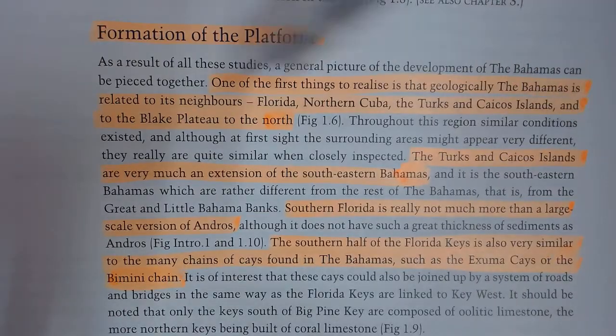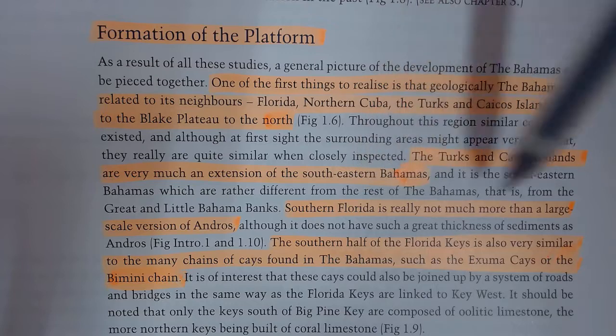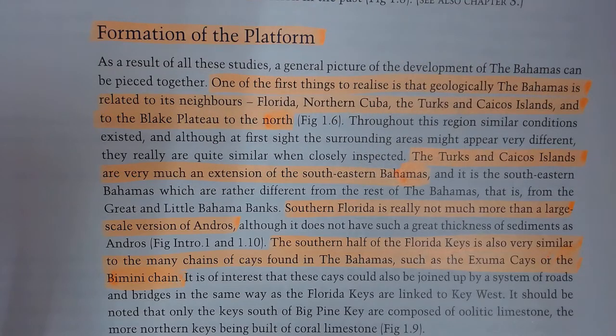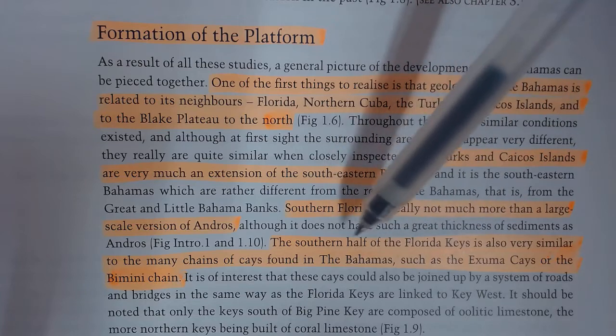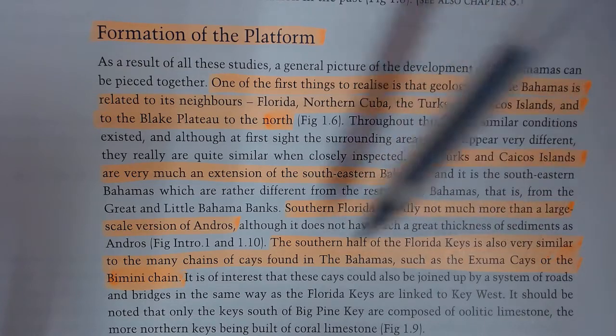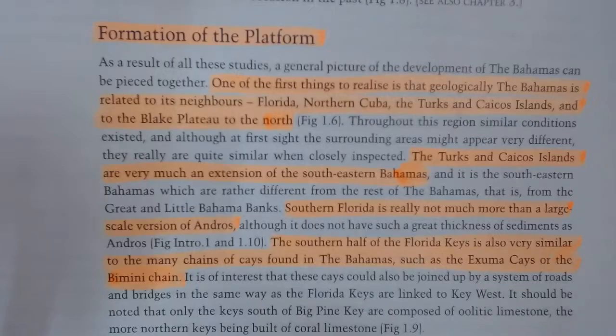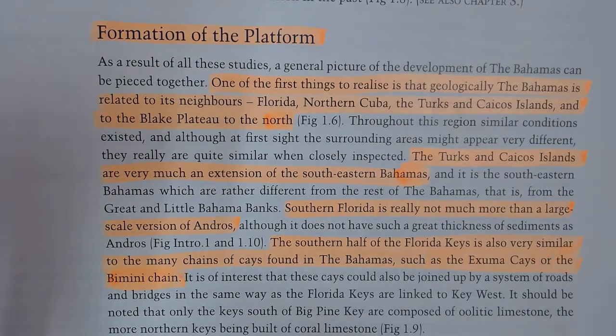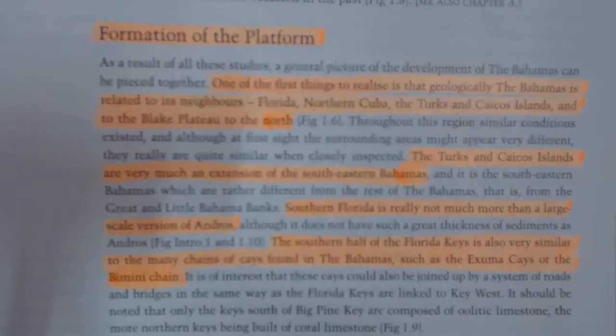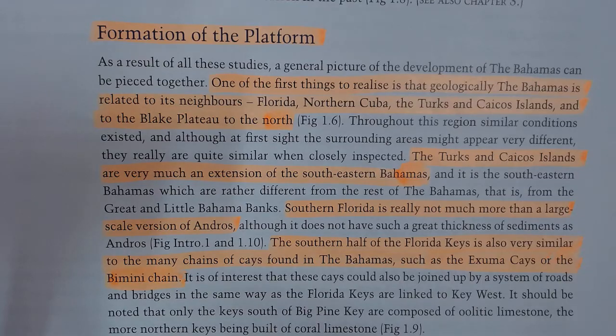Now the Turks and Caicos Islands are very much an extension of the southeastern Bahamas. Florida is very much like a large scale version of Andros. All right? So the southern half of the Florida Keys is very similar to a place like Bimini and Exuma. All right, the islands are formed in the same way, they've got similar depth of ocean and vegetation and all of that kind of thing. Okay, so they're all very similar in that vein. Bit of highlighting there, we're going to skip on to page 42 now.